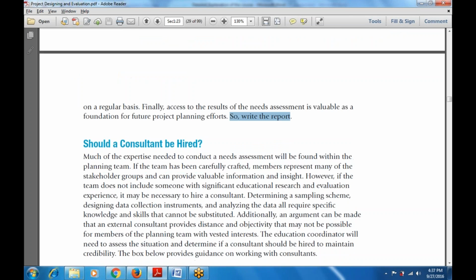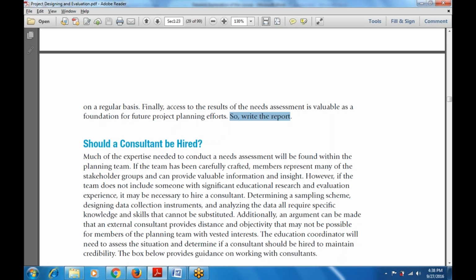Now, should a consultant be hired? This is the next question. Is there a need for a consultant? Most of the expertise needed to conduct a needs assessment will be found within the planning team, if the team has been carefully crafted so that members represent many of the stakeholder groups and also provide valuable insight. However, if the team does not include someone with significant educational research and evaluation experience, it may be necessary to hire a consultant.